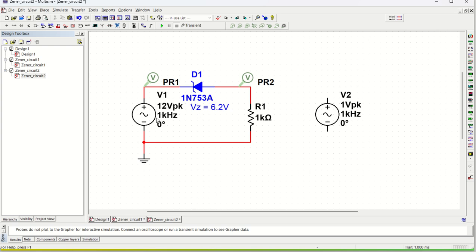Now whenever this will go more than 6.2 volt, then only it will be in short circuit condition, and this 6.2 volt will be clamped. So the maximum voltage that it can reach is 12 minus 6.2, that is 5.8. So 5.8 will be the voltage at this point whenever it is more than 6.2. Okay, this is how it works. So let us run and see.